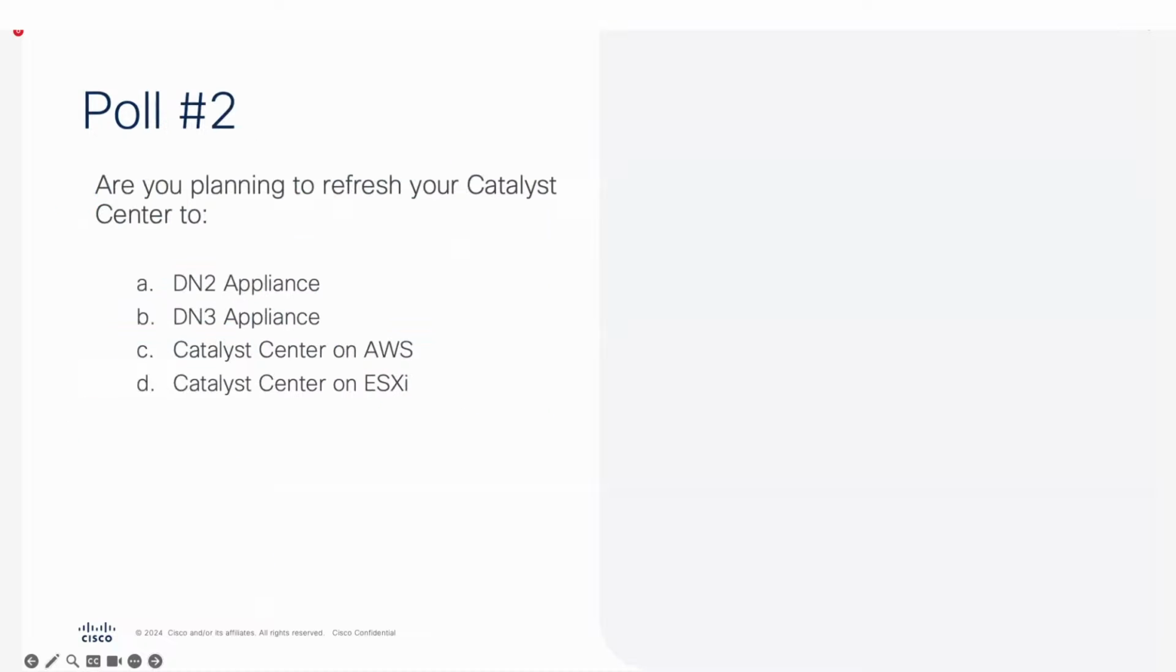We have a second poll for you. We would like to know if you are planning to refresh your Catalyst Center soon, either if you have already ordered a DN2 appliance, or you are planning to order a DN3 appliance, or you will use any of our virtual appliances on AWS or ESXi. We would like to know a little bit more, so if you can let us know on the slider, that will be great.